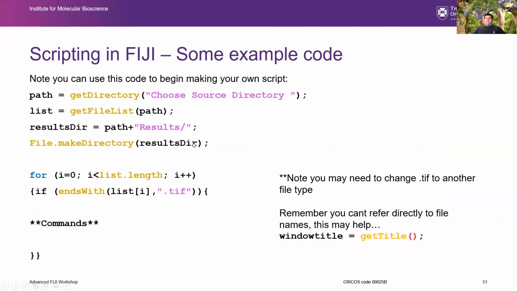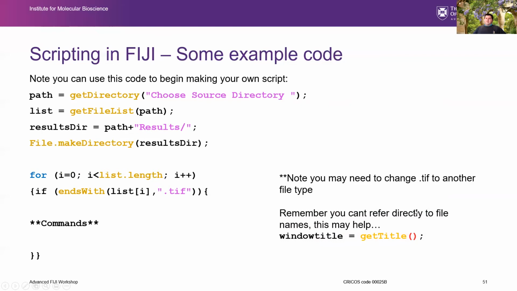So your example code will look like this. You've got a folder that you want to start, where your files are. You want to get what files are in that folder. We're going to tell it that we want to make a folder called results within our directory, and then it goes and makes that folder. Then it says for the files that are contained in that directory, if it's less than the total number of files and it ends in tiff, then do this. Now we could change TIFF here to be whatever we want.